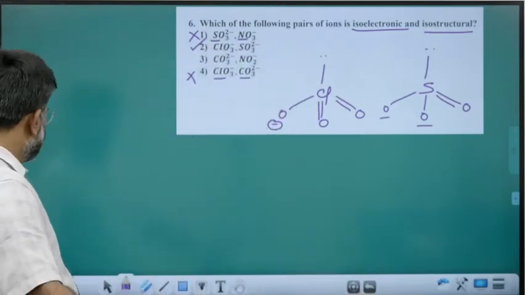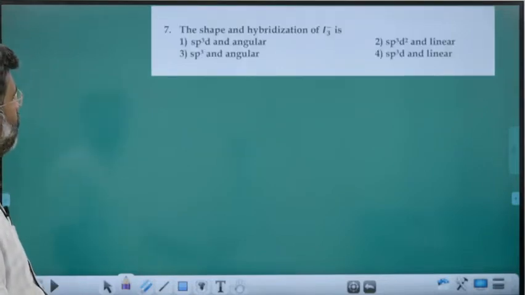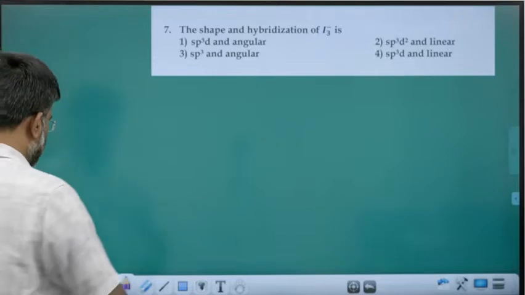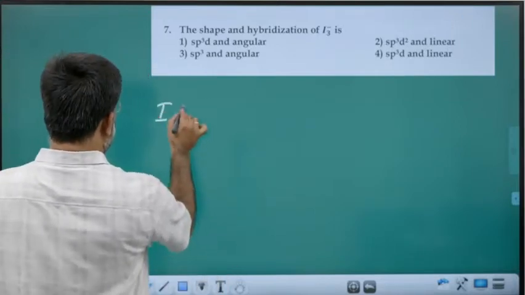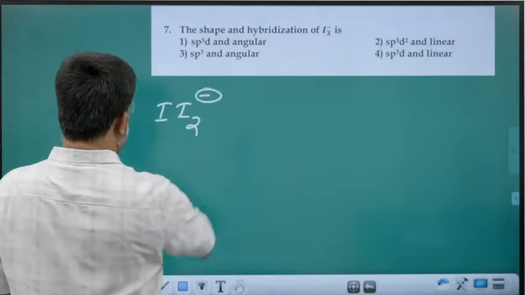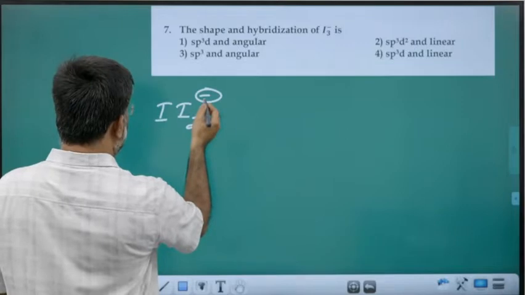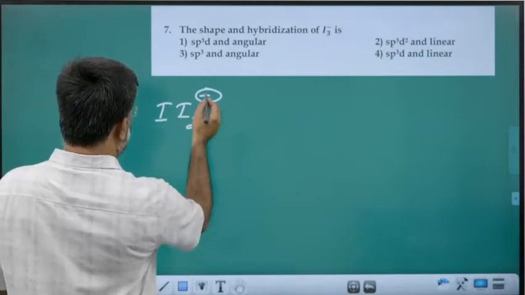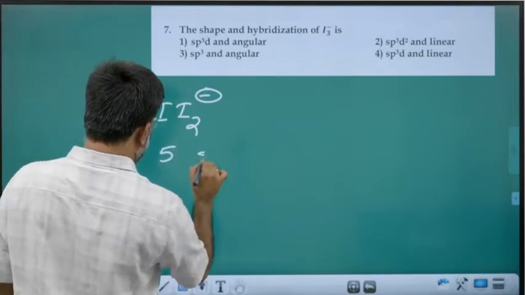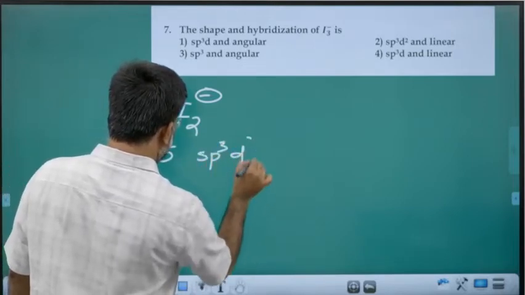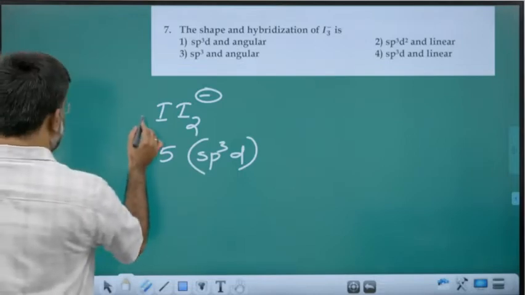Next. Shape and hybridization of I3 minus, which you have learnt. It is I2 minus: 7 valence electrons plus 2 monovalent atoms, 9, plus 1, 10. So it is 5 electron pairs. It will go for sp3d hybridization. Hope you know how to find the hybridization.